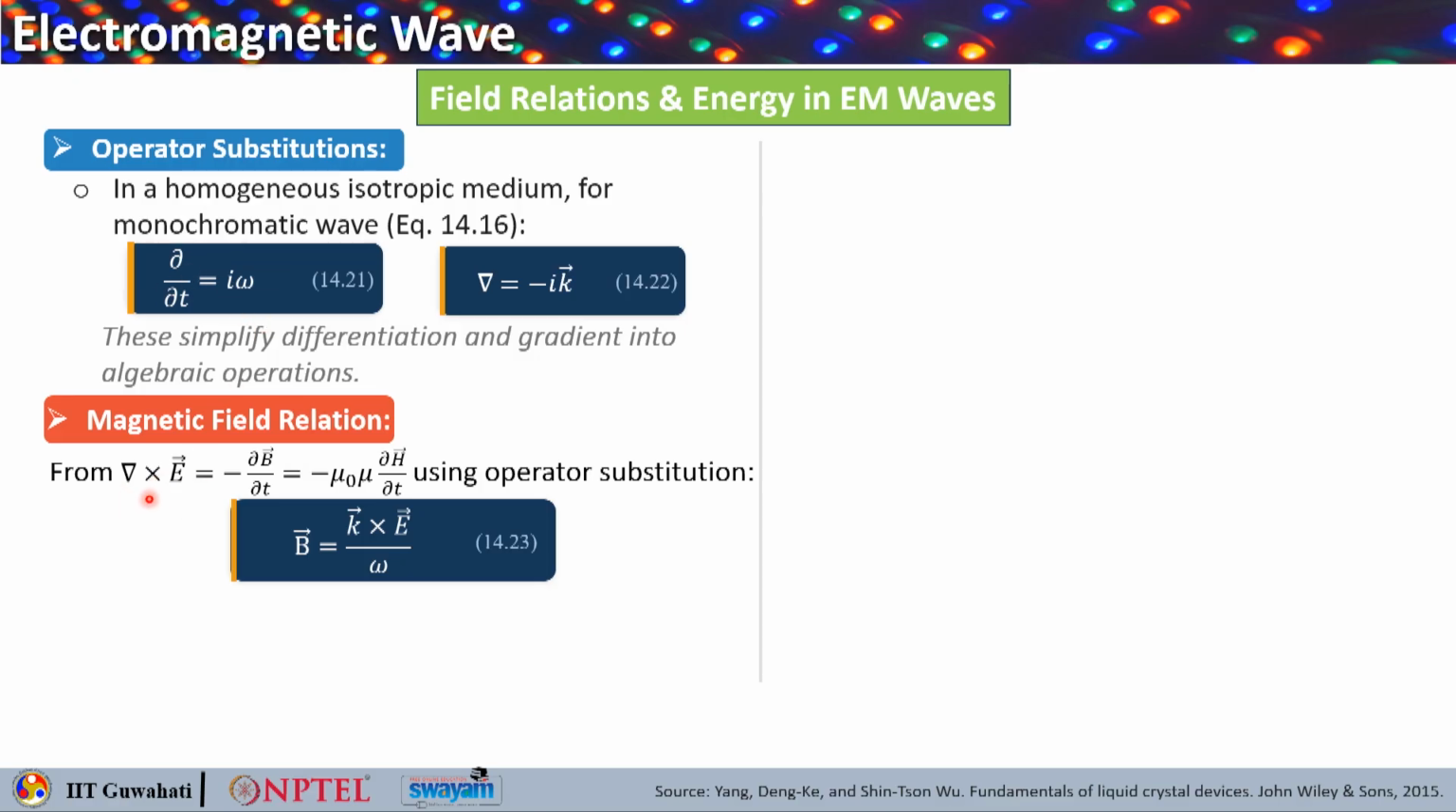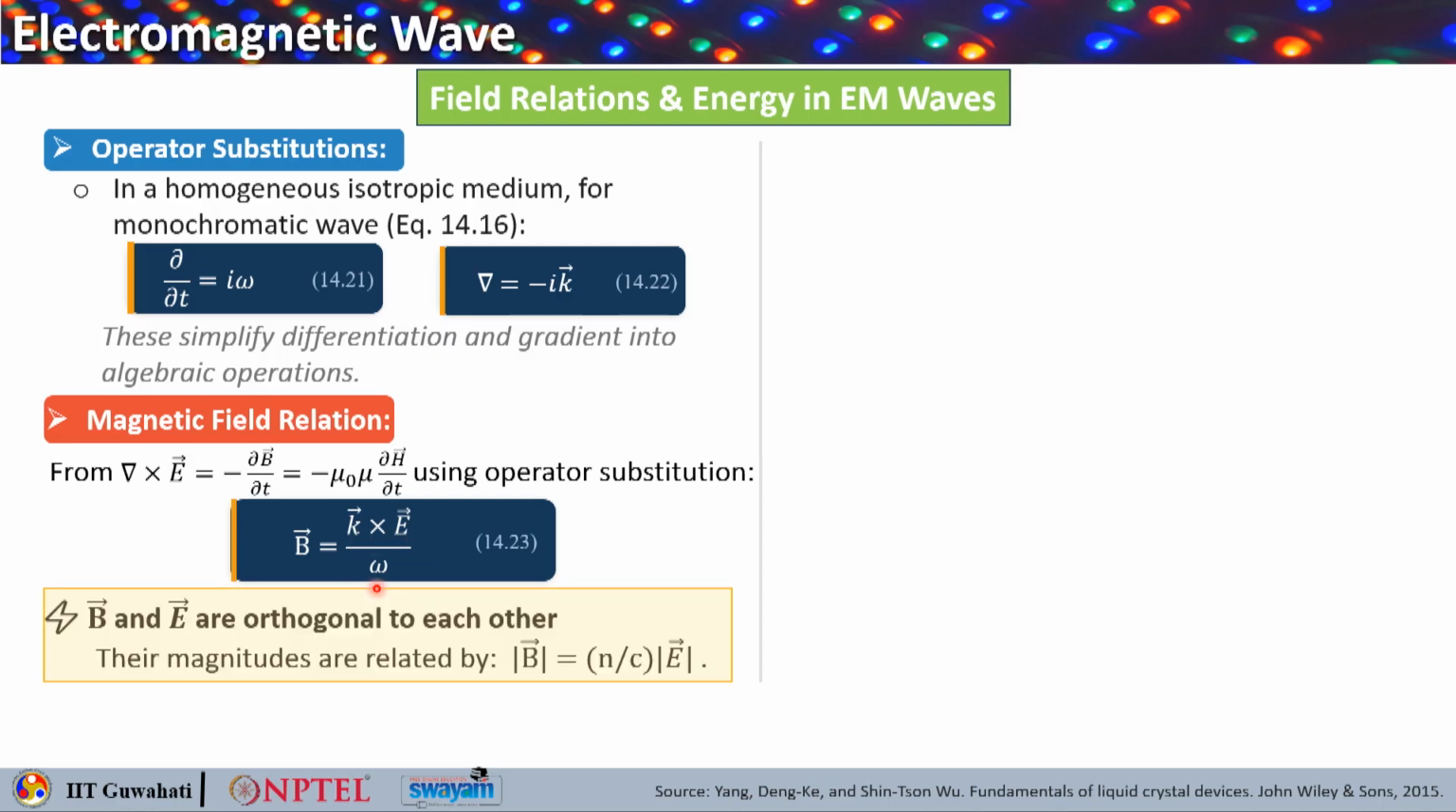If you take the curl equation, curl of E is minus del B by del t, which is basically minus mu naught mu del H by del t. If you put del by del t as i omega, you can replace this and have a simple form like this. I am not doing this here, you can do this back of the envelope calculation, that your del operator is basically this and your del by del t is minus i omega. So, you will get B equals k cross E divided by omega.